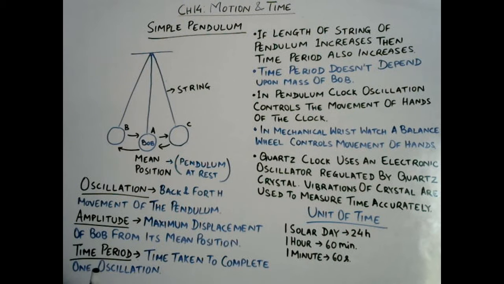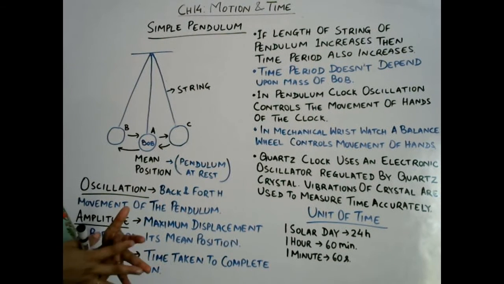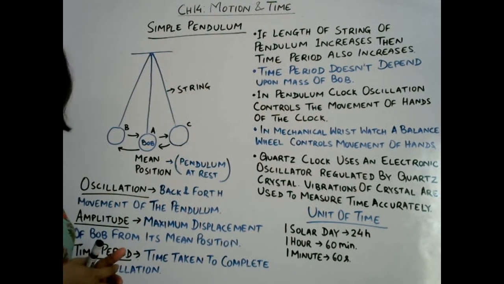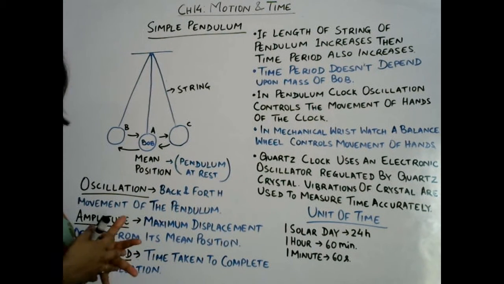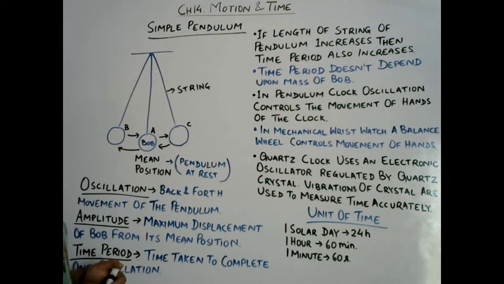So the pendulum is used in making clocks. When Galileo Galilei discovered the pendulum, only then was it used to make the pendulum clock, because it tells accurate time. It helps a clock to show accurate time.